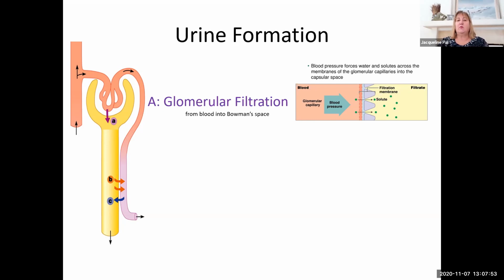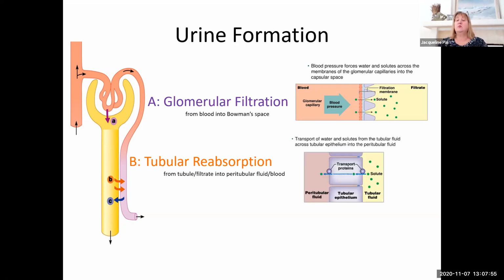This will be followed by our second step known as tubular reabsorption, where you can see that substances that are in the tubule, and that stuff that we're now going to call the filtrate, has a chance to exit the tubule, go into the epithelial cells of the tubule, from which they then enter the peritubular fluid, and from there they can diffuse back into the bloodstream.